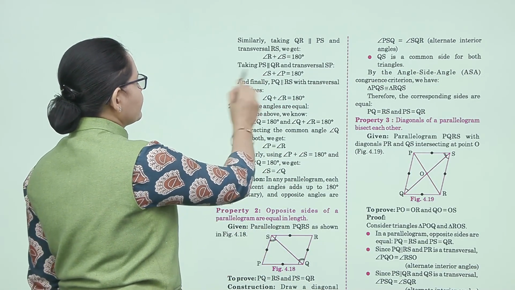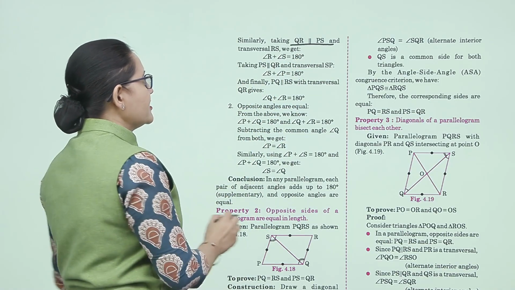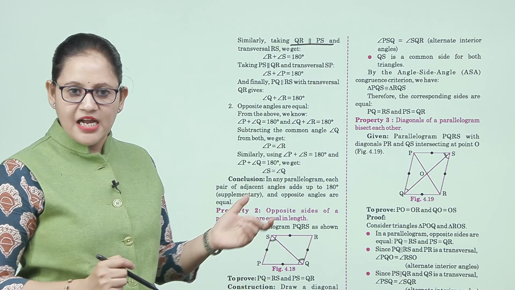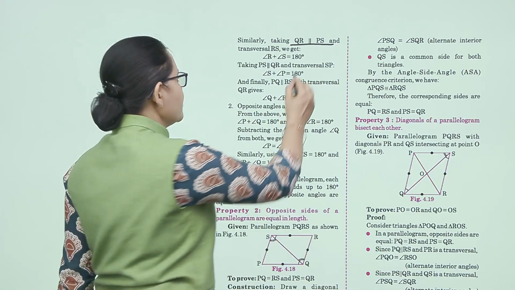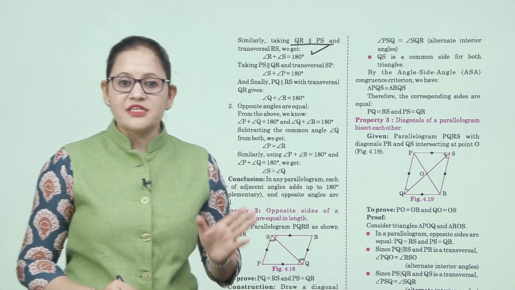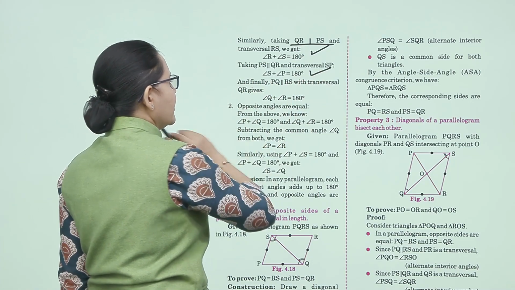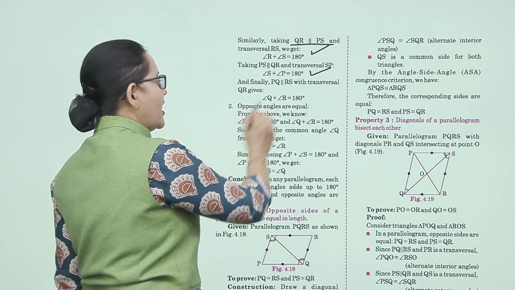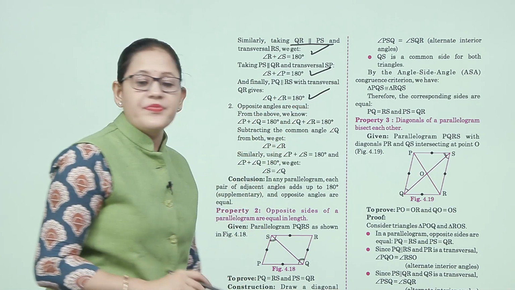Similarly, taking QR parallel to PS with the transversal RS, we can say angle R plus angle S equals 180 degrees. Taking PS parallel to QR with the transversal SP, we can say angle S plus angle P equals 180 degrees. Finally, with PQ parallel to RS, angle Q plus angle R equals 180 degrees.